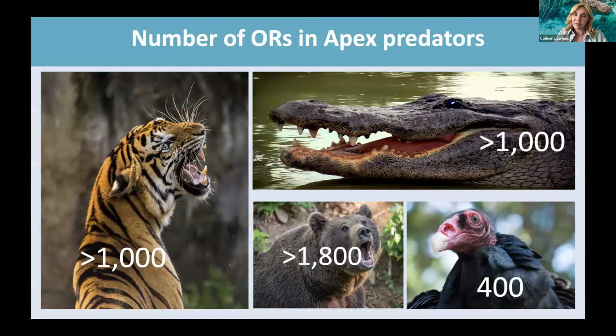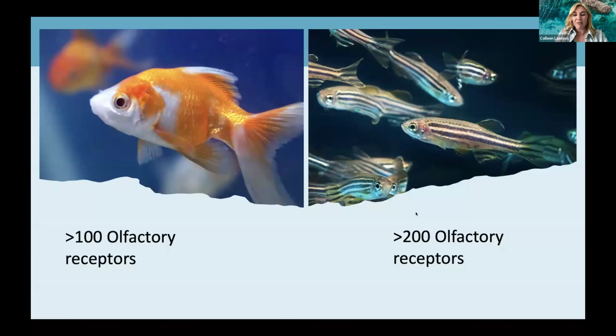Just to give some perspective on the number of these found in the genome, apex predators tend to have large numbers. The tiger and the alligator have over 1,000. Bears have around 1,800, and even birds, like the turkey vulture here, have around 400. When you look at fish, you tend to see numbers in the hundreds. The zebrafish, the standard model fish organism, has around 200 of these encoded in its DNA. And even your pet goldfish, which would spend its entire life living in a fish tank, has 100 of these olfactory receptors built into its DNA.